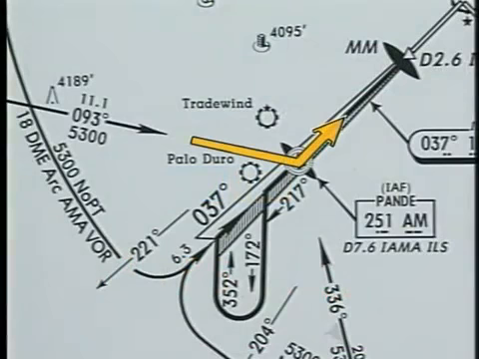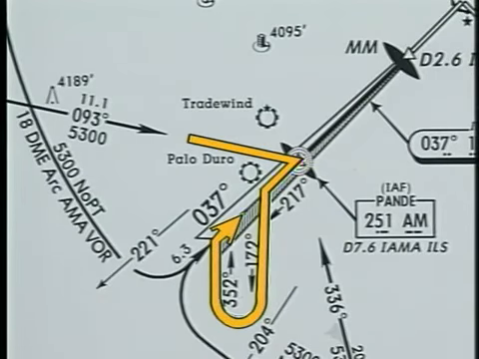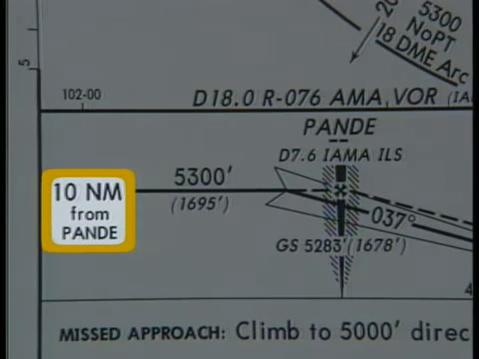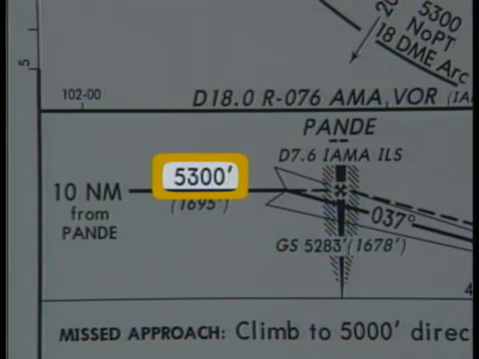Instead of intercepting the localizer inbound, you must turn right, track outbound on a course of 217 degrees, and fly the procedure turn. Since you must remain within 10 nautical miles of Pandy, you should begin the procedure turn as soon as practical. A 2-minute outbound leg is usually sufficient to establish the course before you start the turn. The minimum altitude for this segment is 5,300 feet MSL.